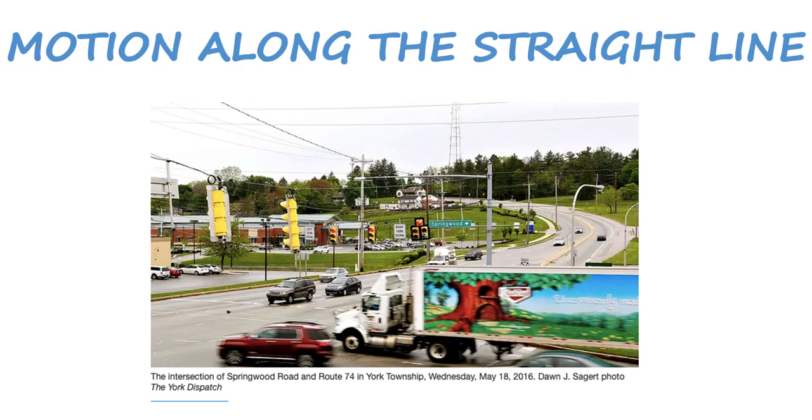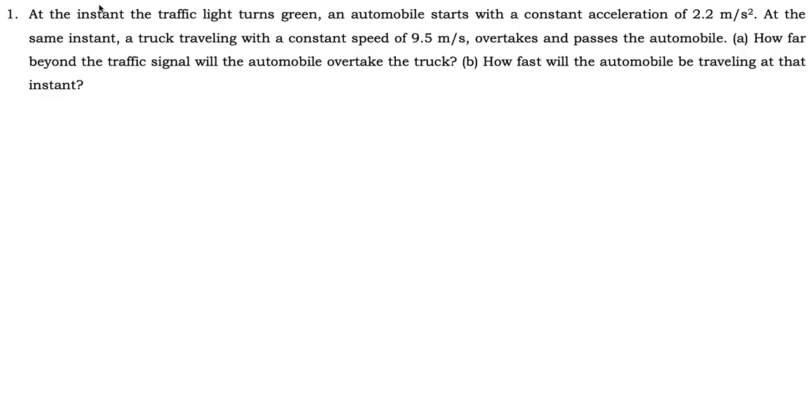Today, we are going to solve a problem from Fundamentals of Physics, Halliday and Resnick, 9th edition, about motion along a straight line. At the instant the traffic light turns green, an automobile starts with a constant acceleration of 2.2 meters per square second.